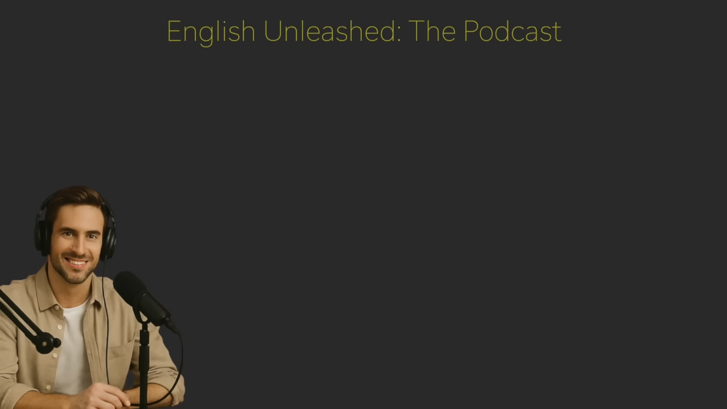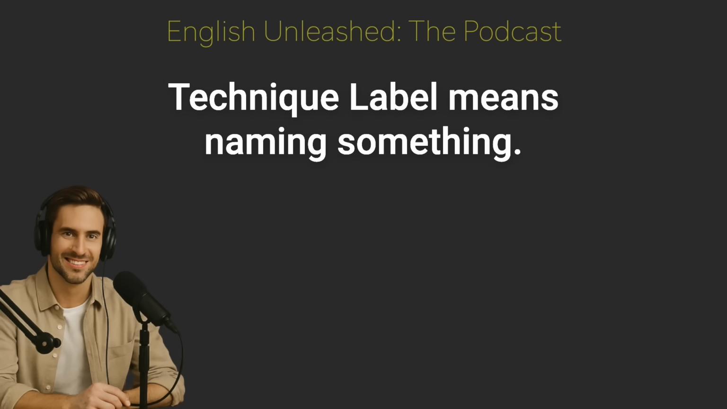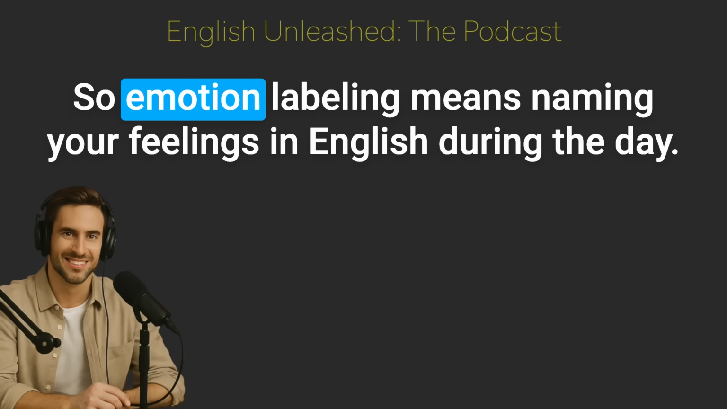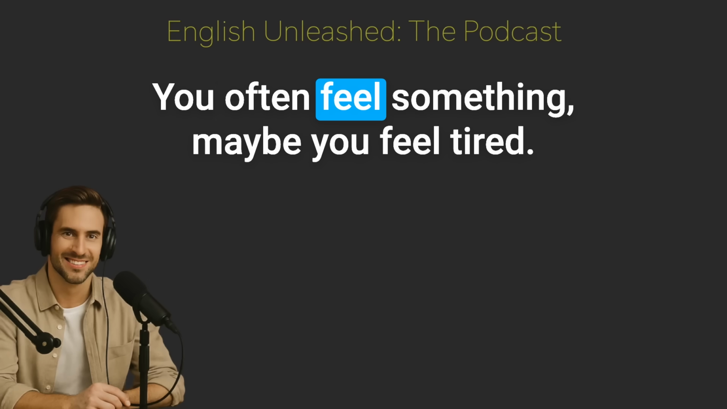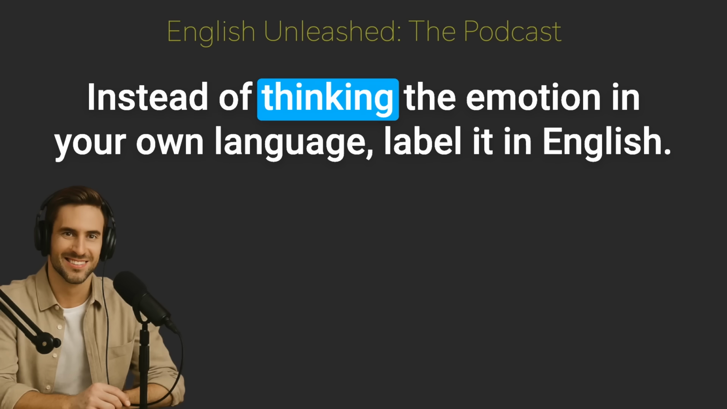All right. The fourth method is called the emotion label technique. Label means naming something. So, emotion labeling means naming your feelings in English. During the day, you often feel something. Maybe you feel tired. Maybe you feel excited. Maybe you feel nervous. Instead of thinking the emotion in your own language, label it in English.